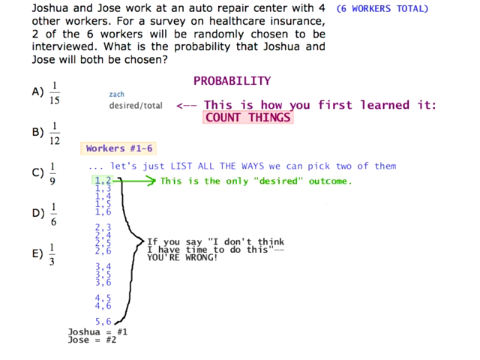So using the fraction that Zach described up there, desired possibilities over total possibilities, and that is 1 out of 15. Not bad. It's a thing.